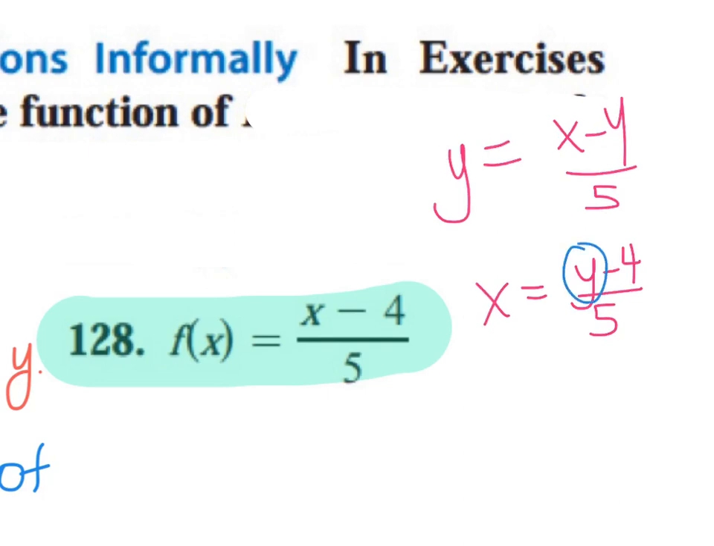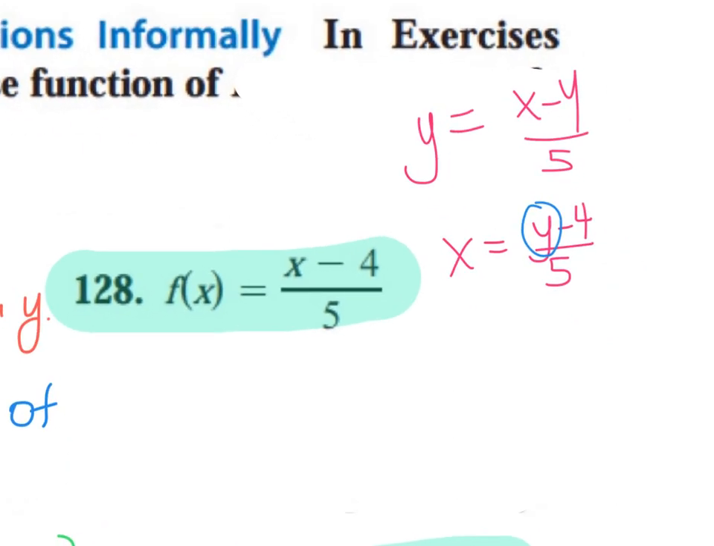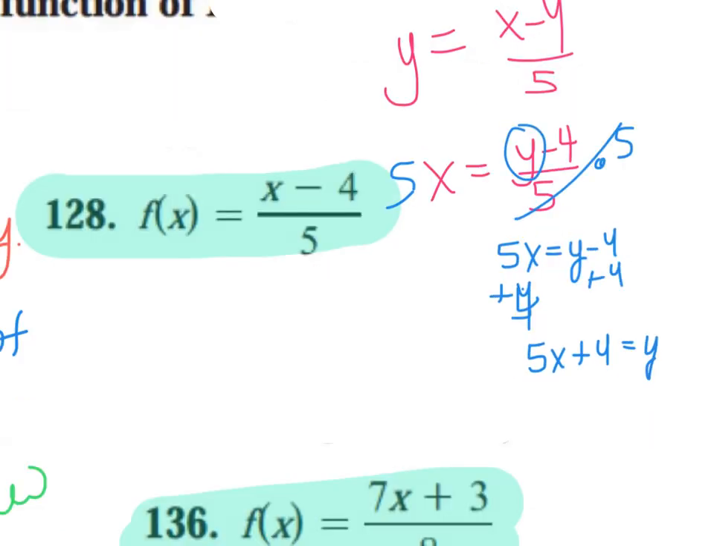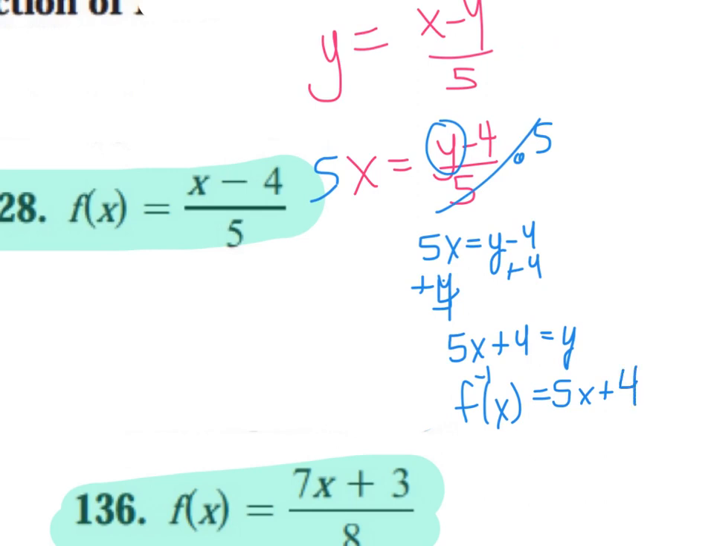Now solve for y. Inverse means opposite. What's the opposite of divided by 5? So if I multiply both sides, I get 5x equals y minus 4. Now what? Add 4. So I get 5x plus 4 equals y. To write the inverse, we would say f negative 1 of x, remember? I thought the negative 1 went in front of the x. No, it's up on the f.